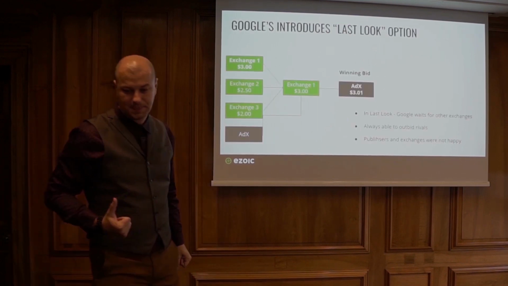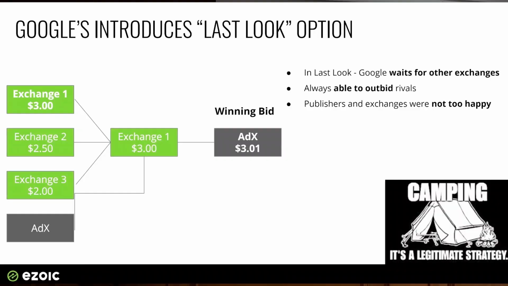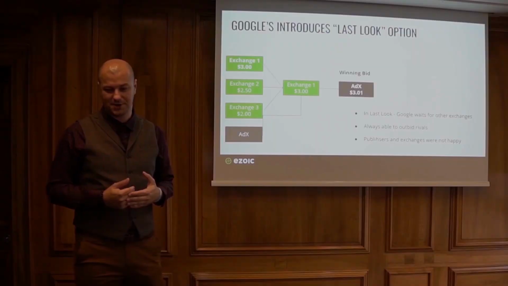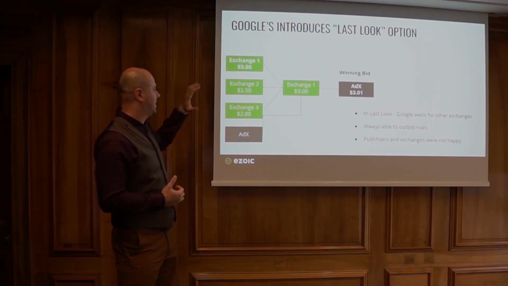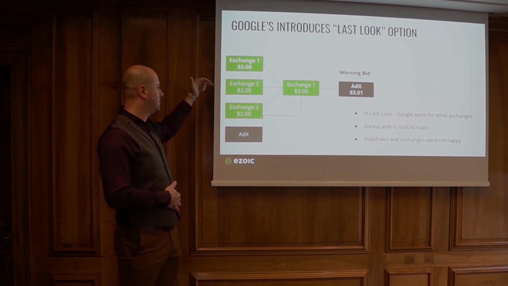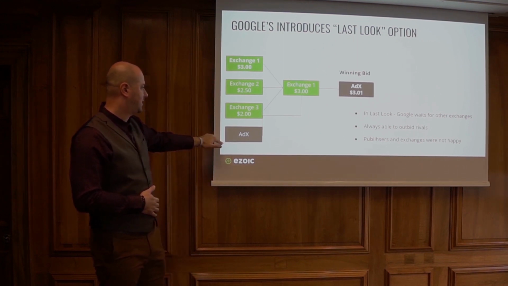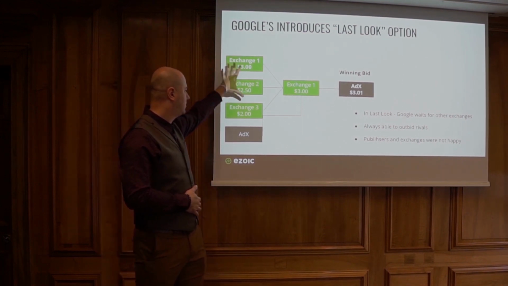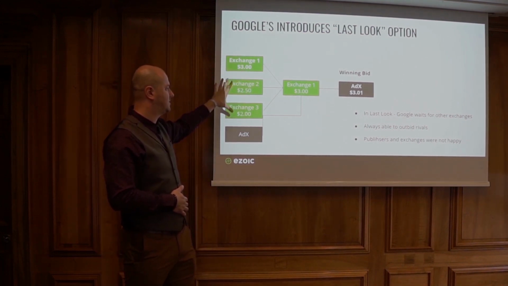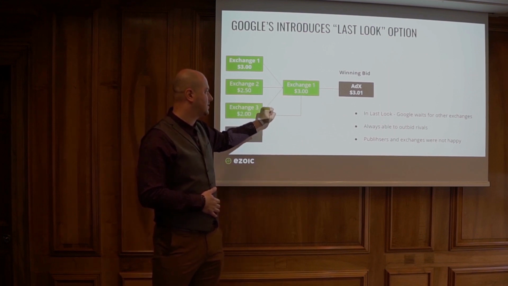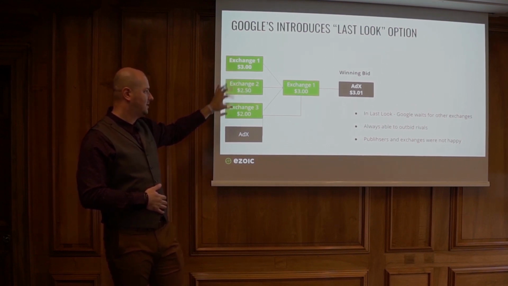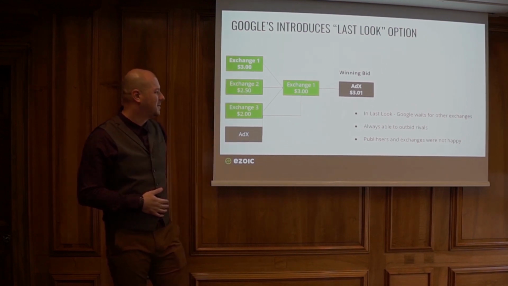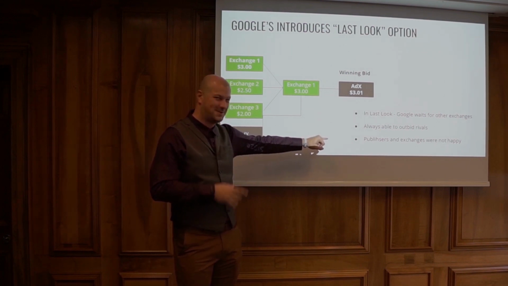To compensate for that, Google then moved to the last look option, which gave them a bit of a strategic advantage over the other ad exchanges. So you have the final price from ad exchange 1, 2, and 3, and then from Google's ad exchange, all of those exchanges compete between themselves. The winning bid is $3, and then Google sniffs this out and just adds 1 cent. They win the bid. It's cheeky. Yeah, it's cheeky.